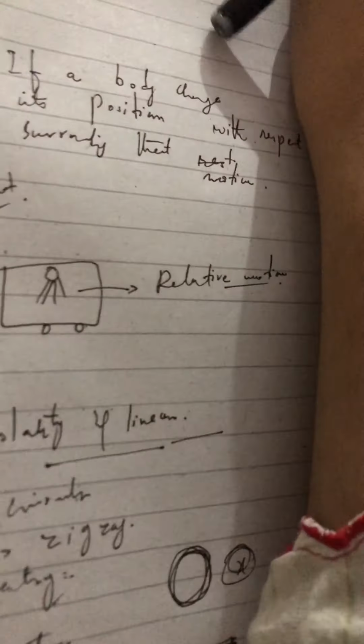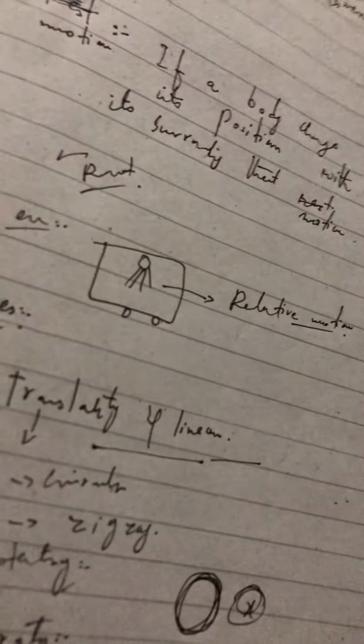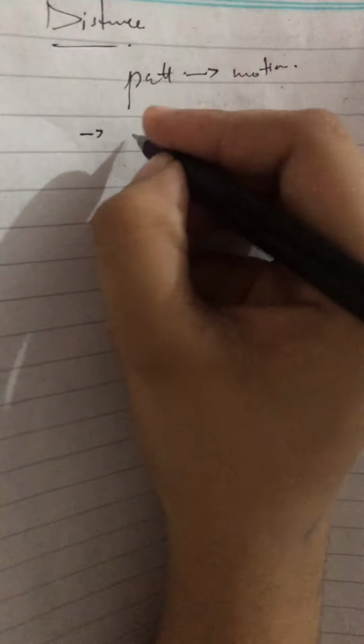After that we have distance. What is distance? Path followed by a body during its motion, so that is called distance. Distance is a scalar quantity and its unit is meter. Distance is the path that is covered by a body while it is in motion.